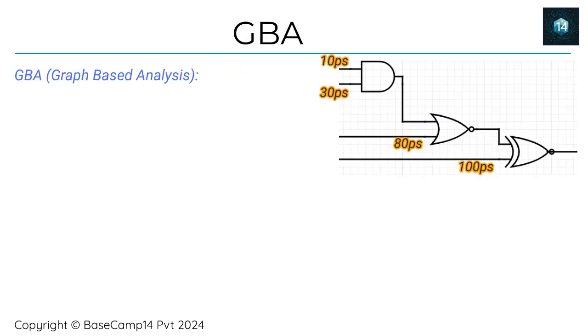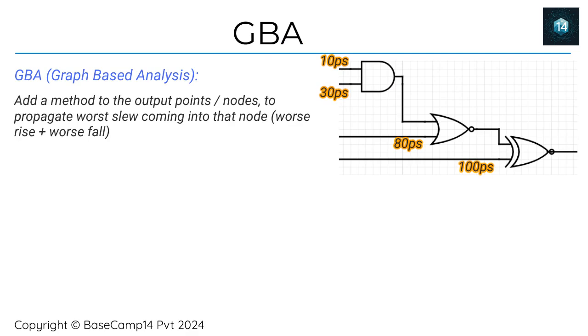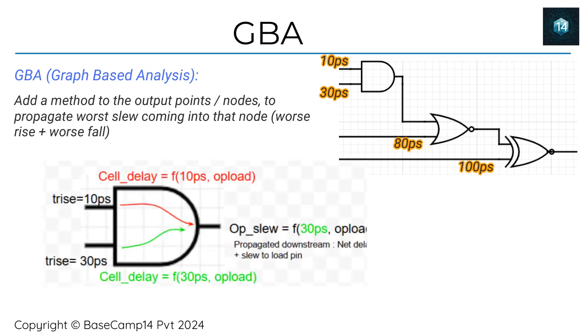Add a method to the output nodes, to propagate worst slew coming into that. So, the output slew is computed not on a per path basis, but the worst slew from its input nodes is propagated out. One for rise and one for fall. This is not path dependent.